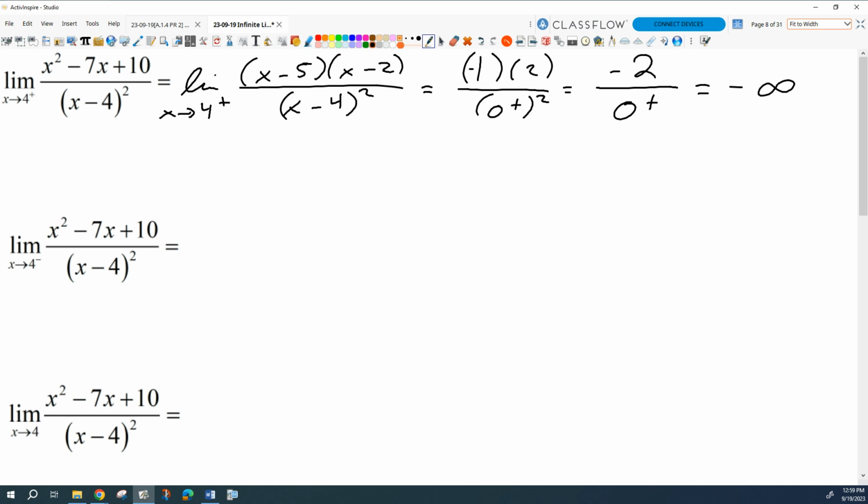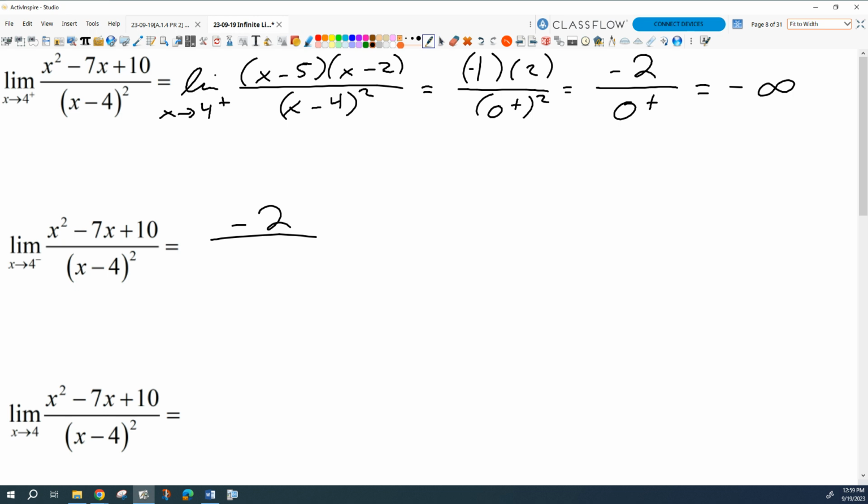Now, if we're approaching 4 from the left, what am I getting on the top? Well, did anything change? Right. Whether I'm approaching 4 from the left or the right, doesn't that give me a -1 times a 2? So I get -2 on the top. That part stays the same.